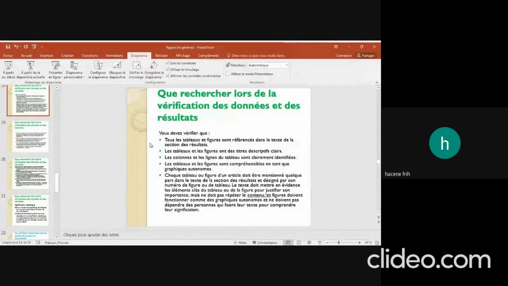Each table or figure in an article should be mentioned somewhere in the text of the results section and referred to by its figure or table number. The text should highlight the key element of the table or figure to justify its importance, but should not repeat the content.